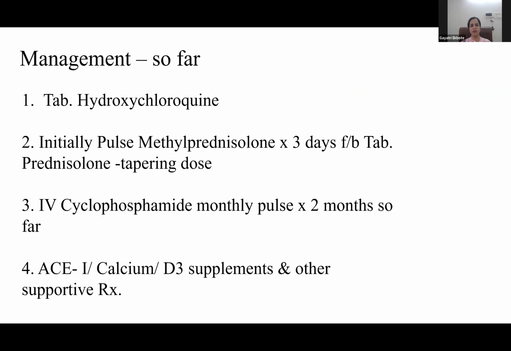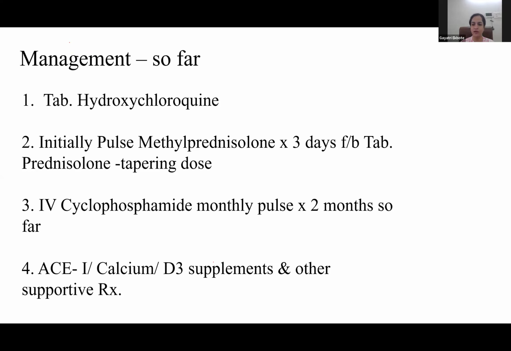So let's come to the management so far. We started him on hydroxychloroquine. We gave him methylprednisolone pulse for 3 days, followed by prednisolone tablet in tapering dose. We counseled him because he was not financially very well. So he and his parents opted for cyclophosphamide, which was given as NIH monthly pulse. So far, he has received 2 pulses.